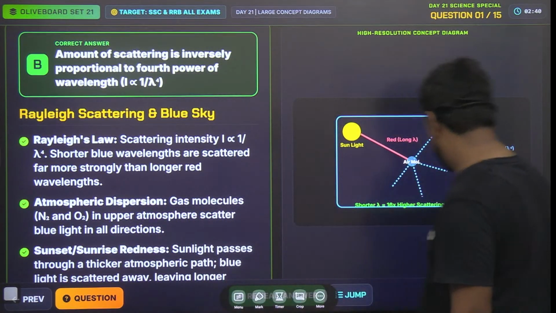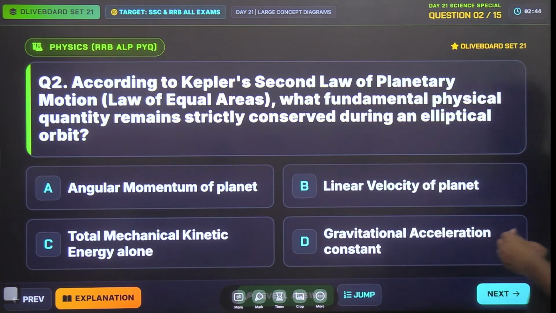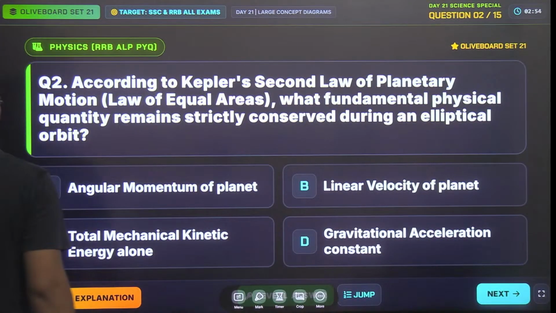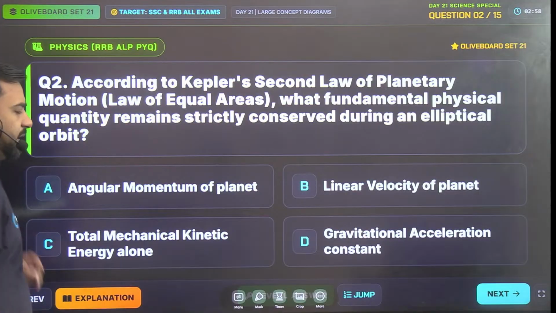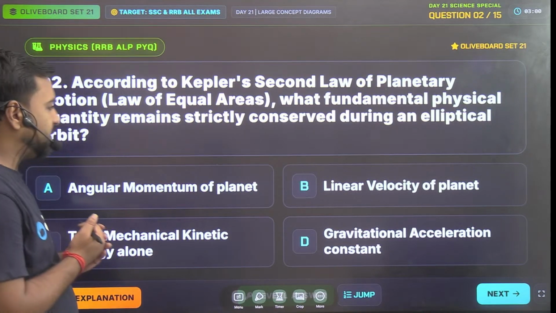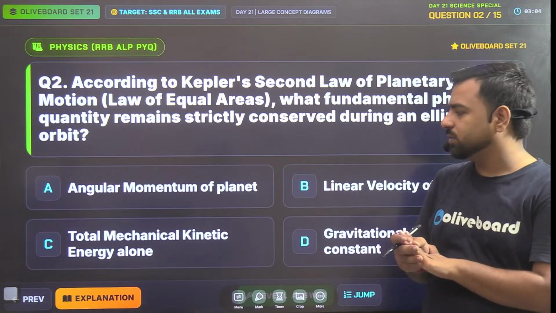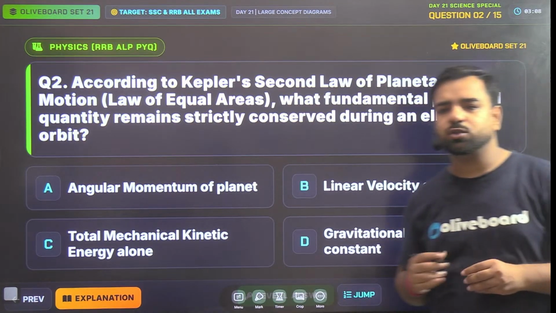What's the next one? The next question is, according to Kepler's second law of planetary motion, that is the law of equal areas, what fundamental physical quantity remains strictly conserved during an elliptical orbit? So you have 4 options. Tell me what should be the correct answer. Is it angular momentum of the planet? Is it linear velocity of the planet? Is it total mechanical kinetic energy alone? Or is it the gravitational acceleration constant? So what should be the answer?